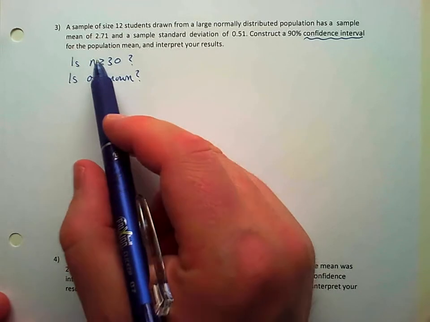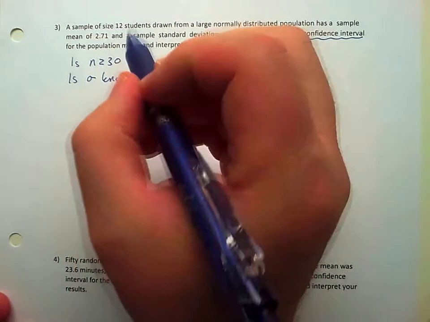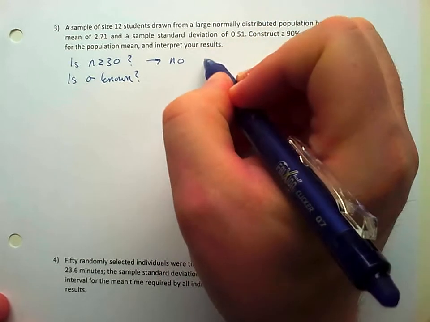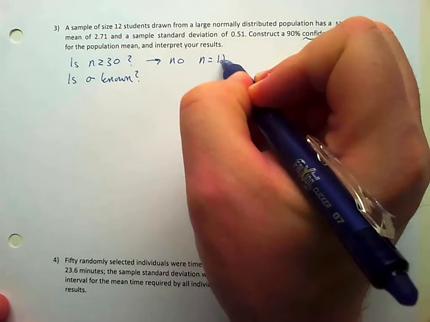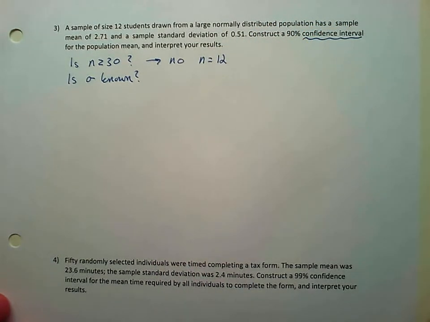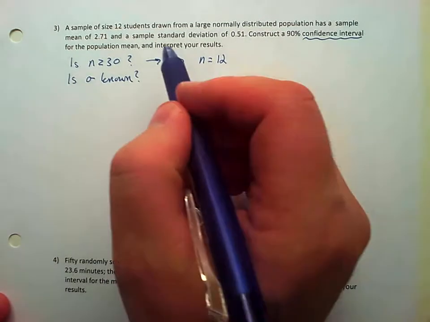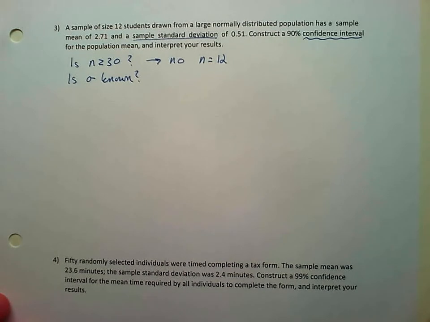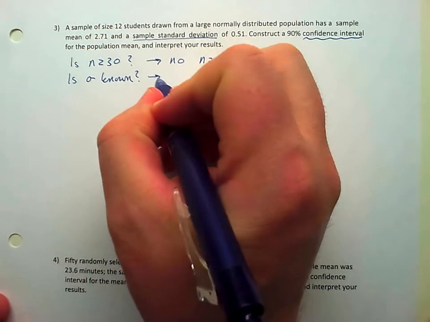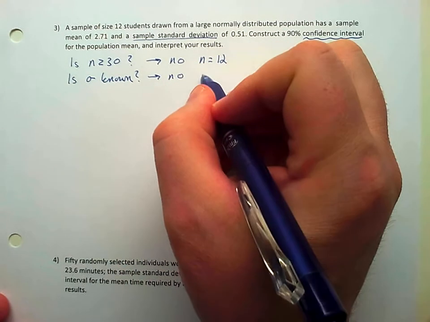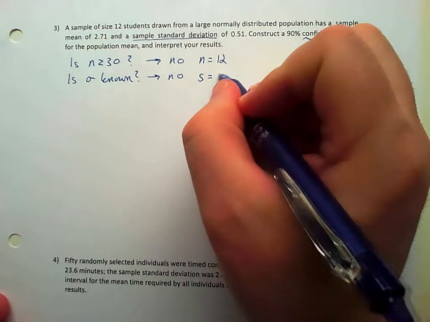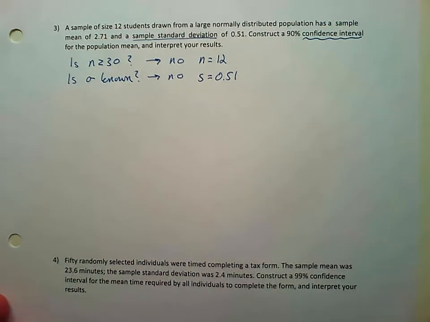Is n greater than or equal to 30? Little n again stands for our sample size. Here it tells us that we have a sample size of 12, so therefore the answer to that is no, n is equal to 12. Is sigma known? Again, sigma is our population standard deviation. Here we're being told that our sample standard deviation is 0.51. So again, the answer to this is no, and our sample standard deviation is given to us by s, and s is equal to 0.51.